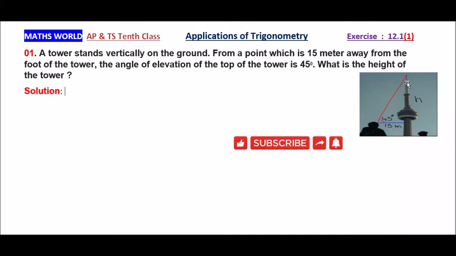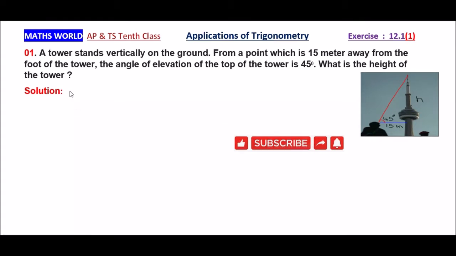This is the tower, vertically on the ground. From a point which is 15 meters away. This is the point which is 15 meters away from the foot of the tower. The angle of elevation of the top of the tower is 45 degrees. What is the height of the tower? You have to find this one.